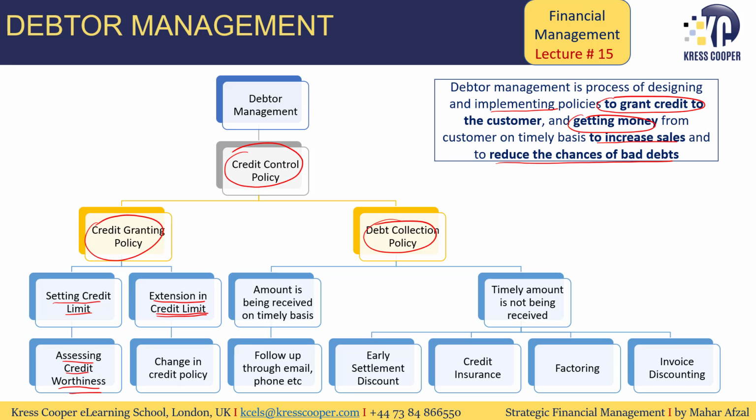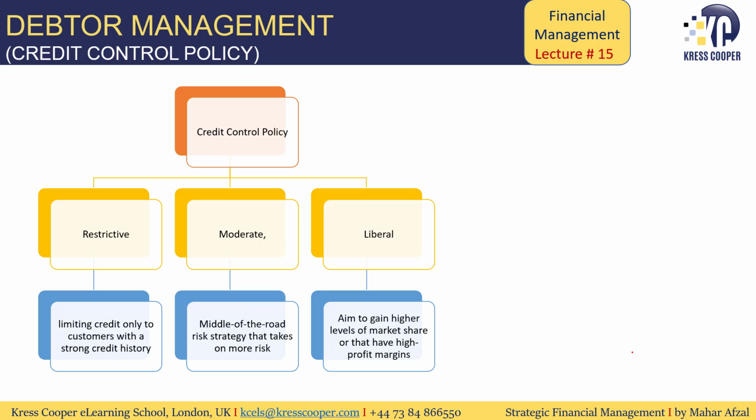So far as debt collection policy is concerned, we'll see if the amount is being received on a timely basis. Then it will be a simple follow-up through email or phone to get the money from the customer. Then no problem, we'll look into this as well. In case the amount is not being paid by the customers on a timely basis, then what are the different strategies available to us to get the money from the customer? These are early settlement discount, credit insurance, factoring, and invoice discounting. So these are the different options available to get the money from the customer. So let's start our discussion with the credit control policy.